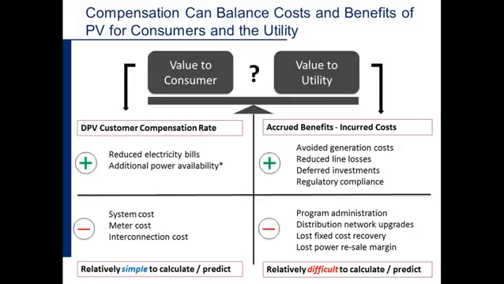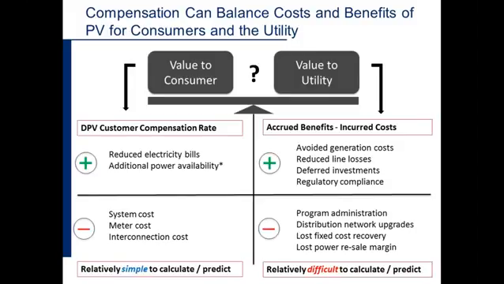The DPV customer enjoys the benefit of having a reduced electricity bill and an additional benefit in some less electrified settings, additional electricity during times of power shortages. These benefits accrue ultimately at the expense of the system itself to the consumer, and in general, let's note that this tends to be fairly simple and easy to quantify and calculate.